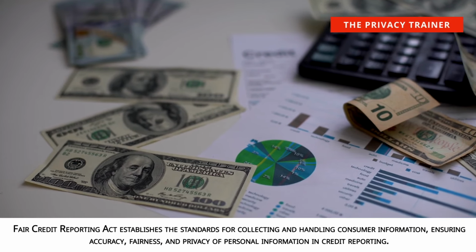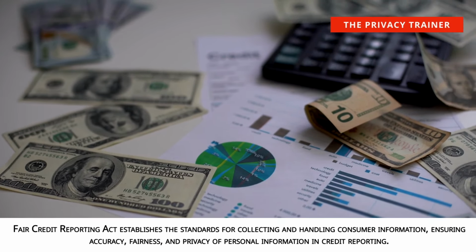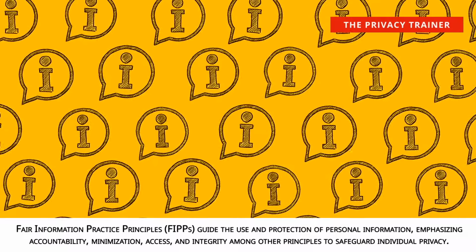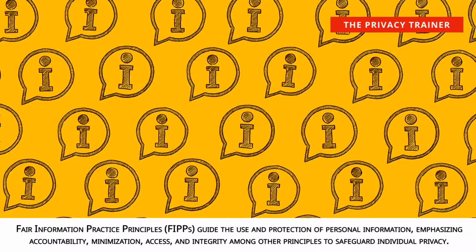Fair Credit Reporting Act establishes the standards for collecting and handling consumer information, ensuring accuracy, fairness, and privacy of personal information in credit reporting. Fair Information Practice Principles, FIPPs, guide the use and protection of personal information, emphasizing accountability, minimization, access, and integrity among other principles to safeguard individual privacy.